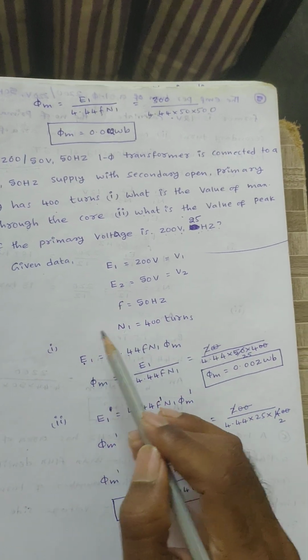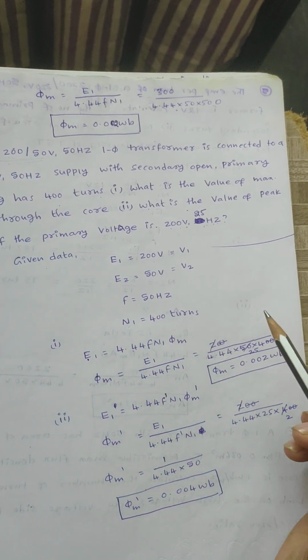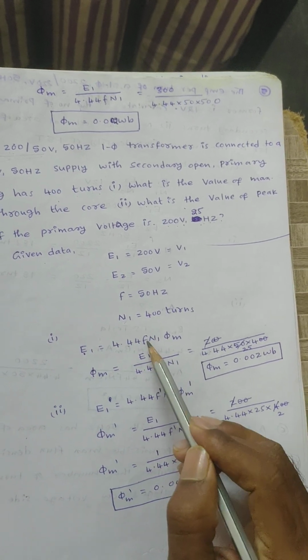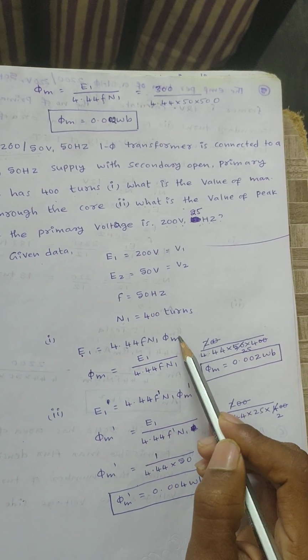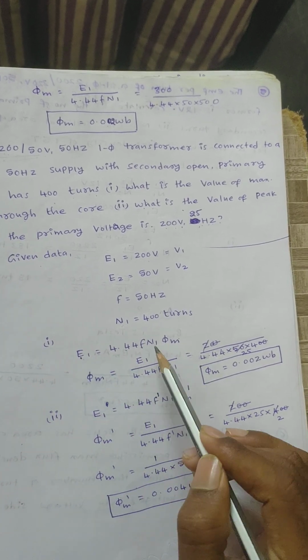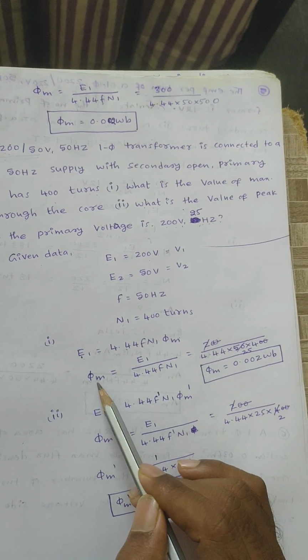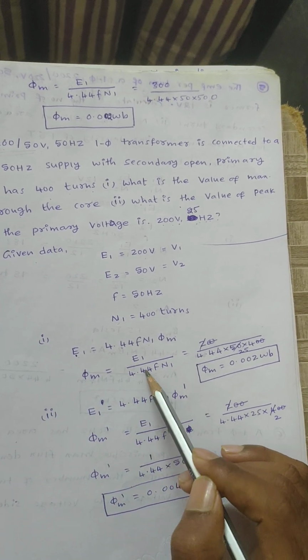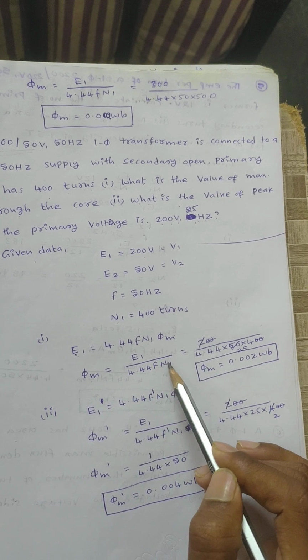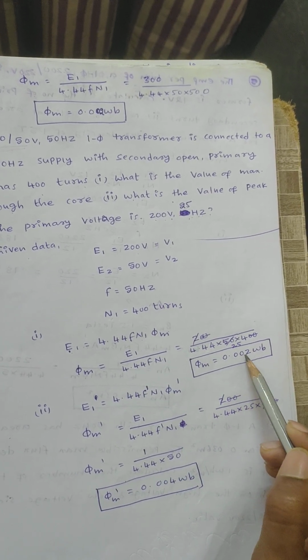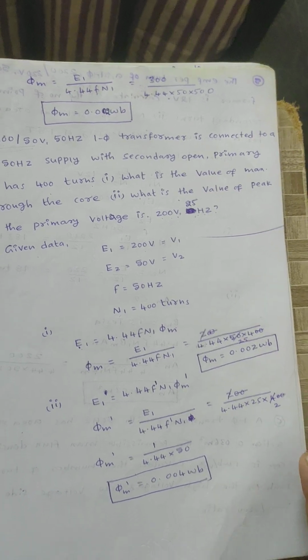Then I can use the formula E1 by E2 equals N1 by N2, and E1 equals 4.44 f N1 phi m. Here the E1 value is known, the N1 value is known, so I can calculate flux phi m. Phi m equals E1 by 4.44 f N1. Then phi m value will be 0.002 Webers after simplification.